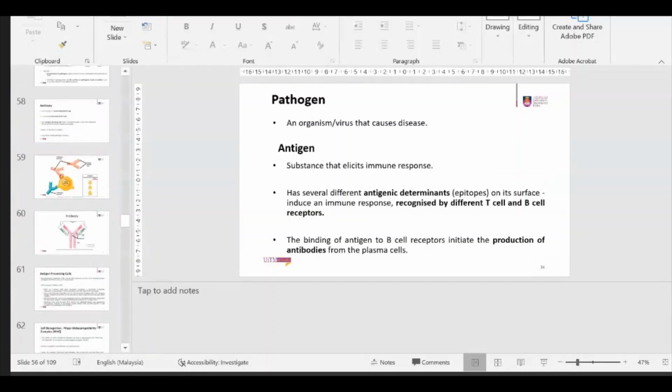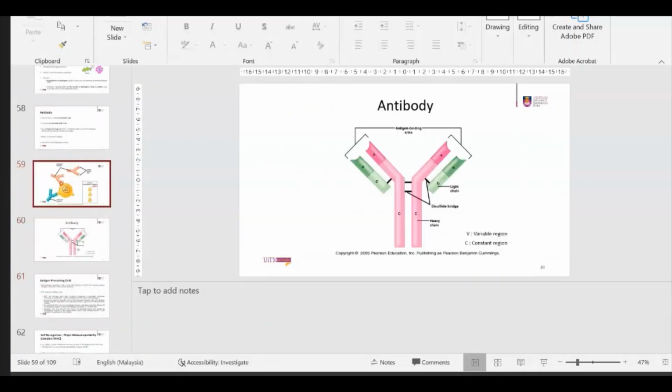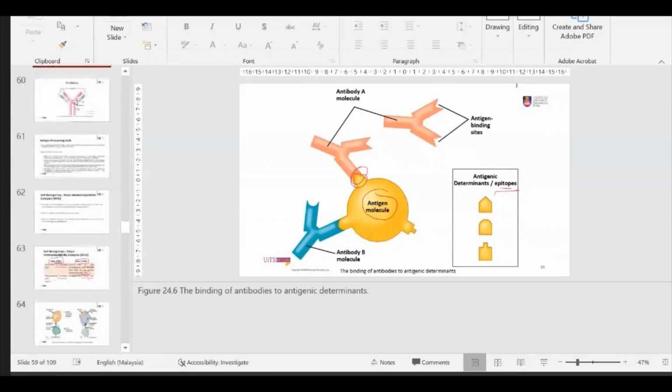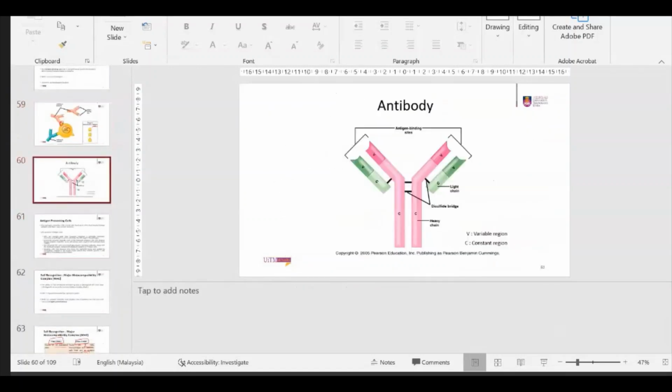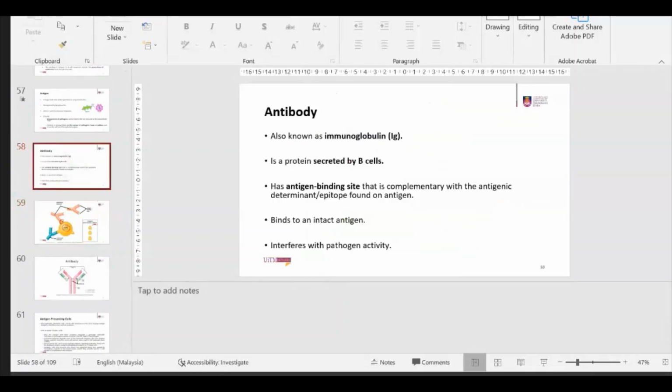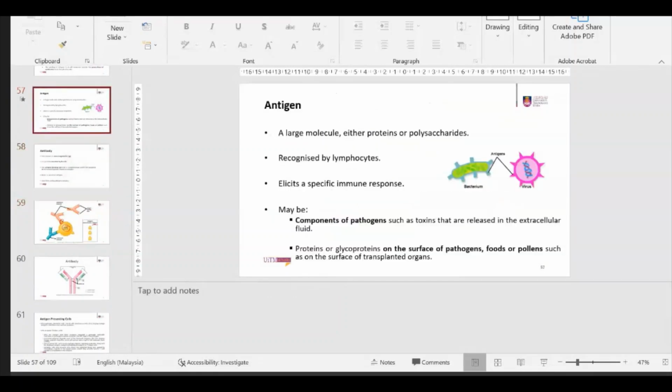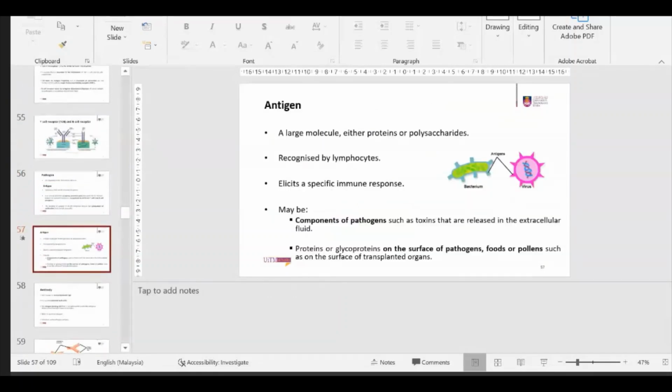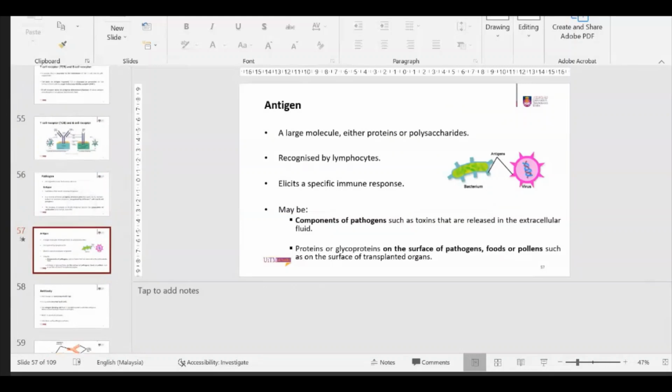Only how you can refer to the definition of epitope in your reference book, in the glossary at the back. I cannot find the definition for epitope here yet. Okay, never mind. So that is epitope, okay?